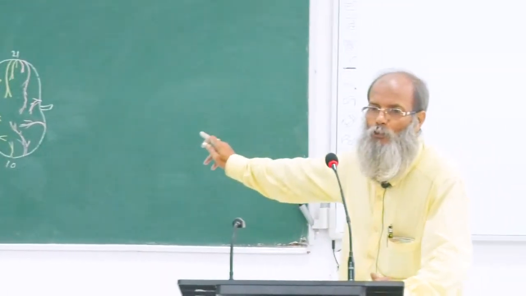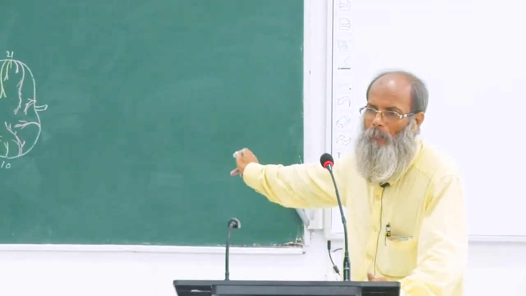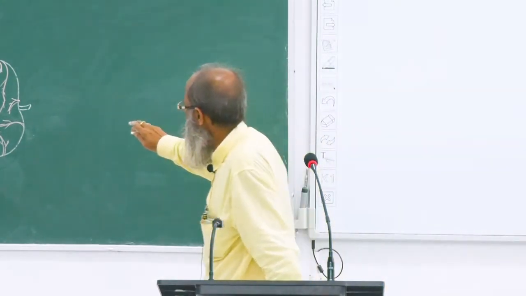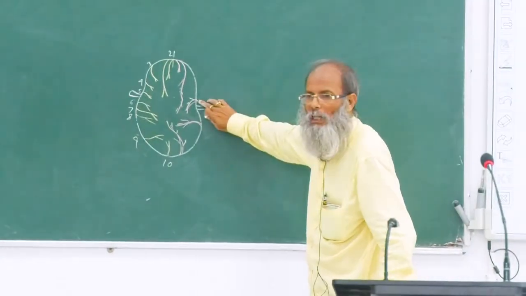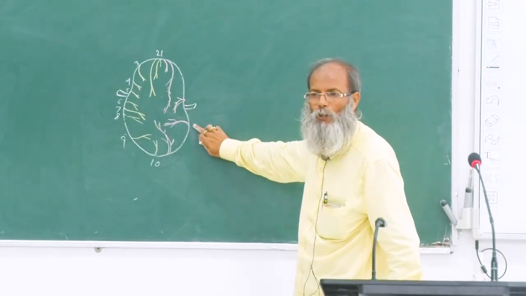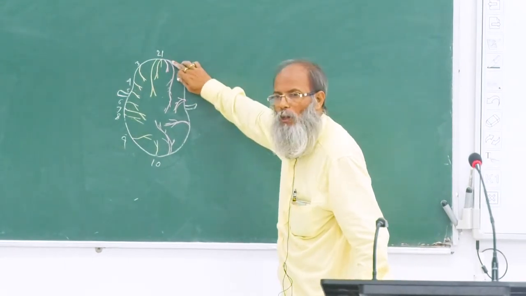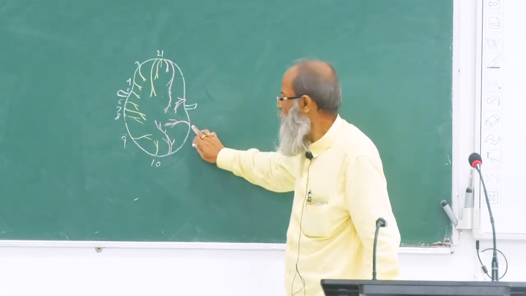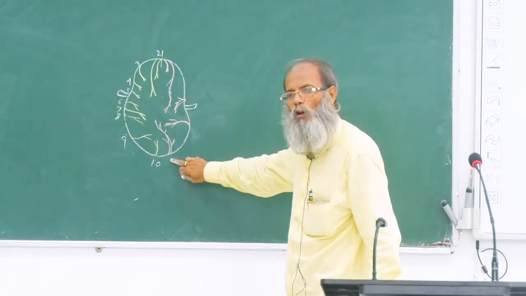Arteries are supraorbital, supraorbital. This is the superficial temporal, posterior auricular, supraorbital, superficial temporal, posterior auricular, and the occipital.